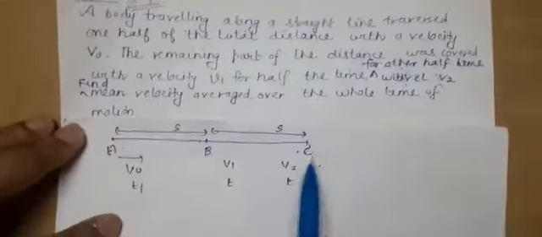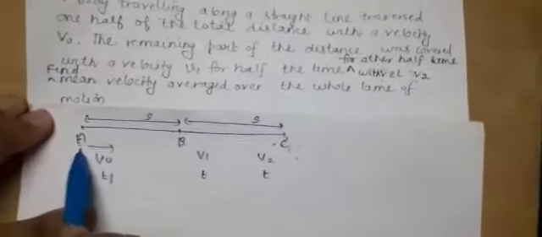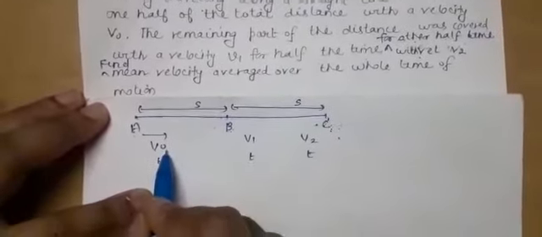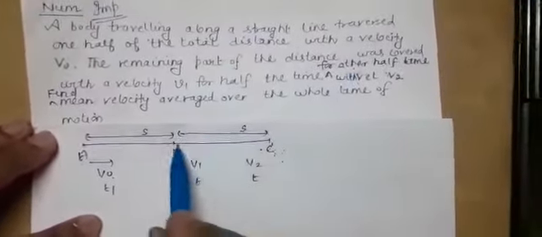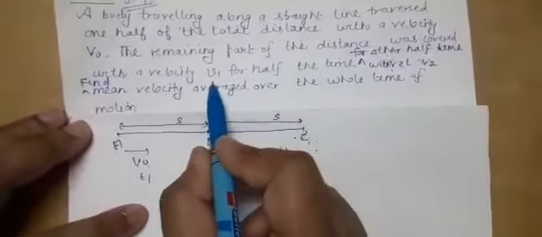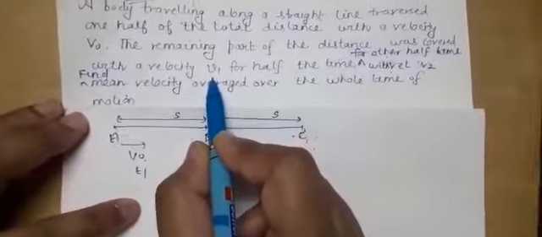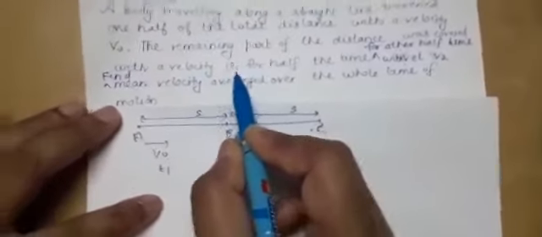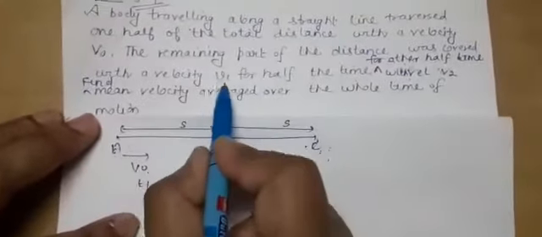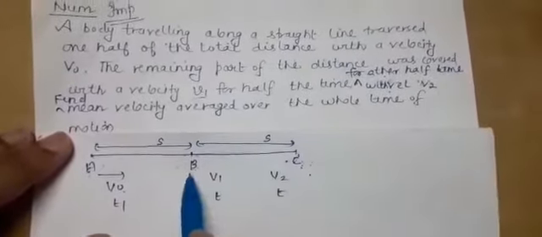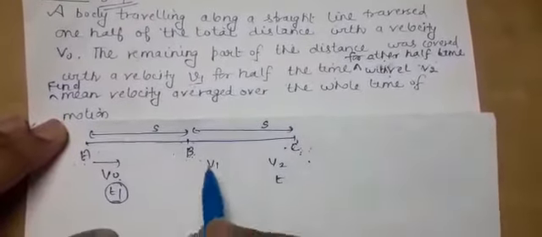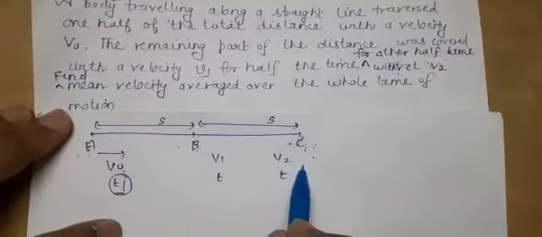So now when the body covers a distance of s unit with the speed of v0, the remaining part of the distance, this remaining part, that is BC, was covered with velocity. This second line is very important. If you understand it, then it will be clear to you. Remaining part of the distance, BC distance, covered with velocity v1 for half the time. Suppose for this particular A to B, let the time taken be t1. Now what will be the time taken for B to C?